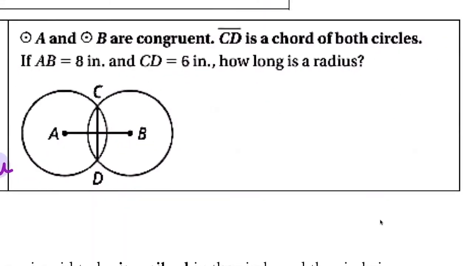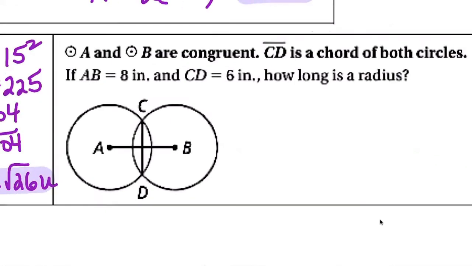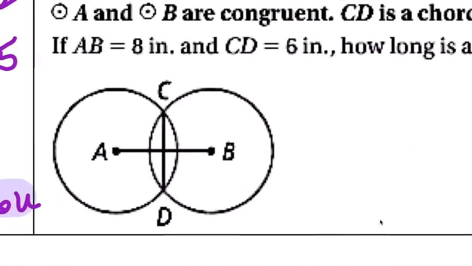All right, next problem. Circles A and B are congruent. Segment CD is a chord of both circles. AB is 8, CD is 6. We want to know how long their radius would be. Okay, so these are perpendicular and they're also bisecting each other. So that means this length here is going to be half of the 8, so it's 4. And this length here is going to be half of the 6, so it's 3.